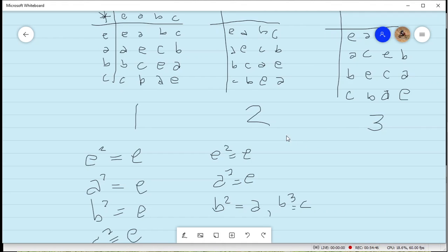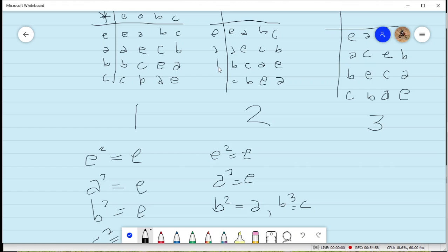Let's move this down. B squared here is A. Then B cubed, that is C. Then B to the fourth, that is B cubed operated with another B. So C operation B is E. Therefore, B to the fifth will just be B.